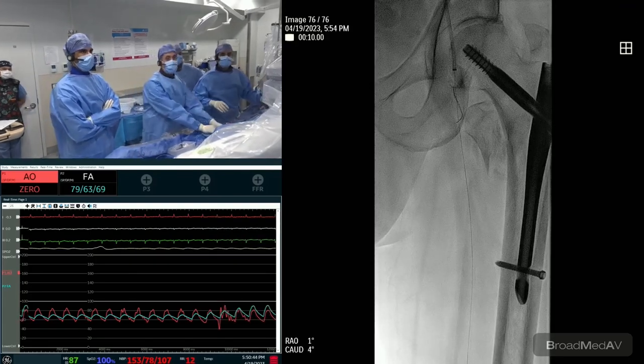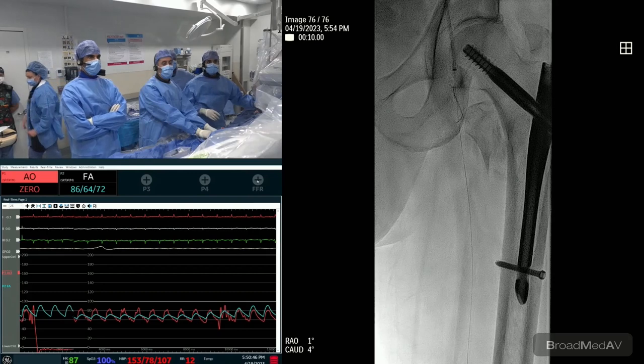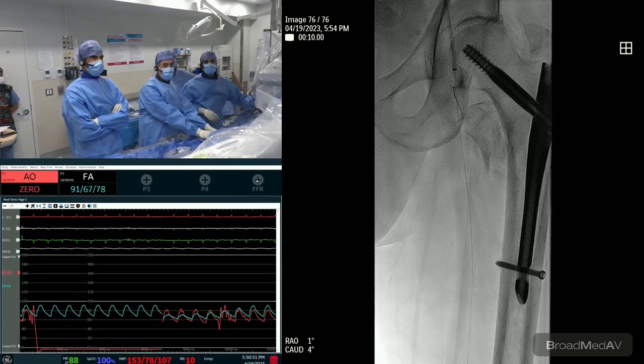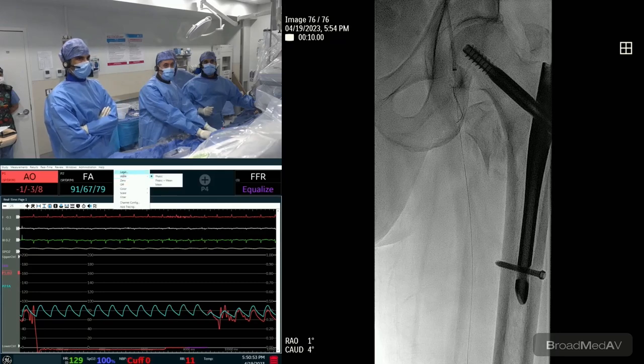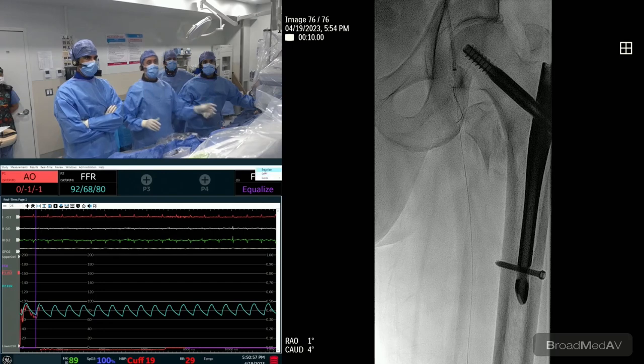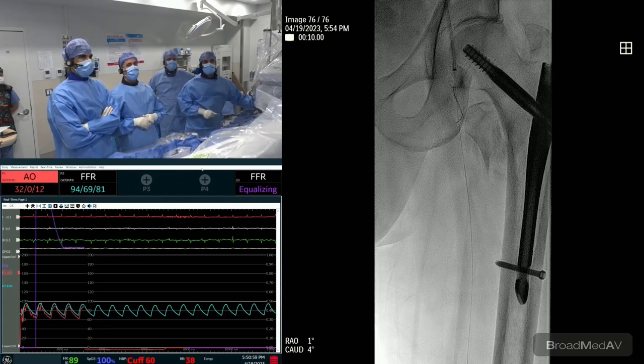Take it up. Pull back. Let's zero. Okay, we're going to do proximal zero. Zero both guys. No, it's right. There's clearly a gradient, so we're going to have to do more. But again, we could be very specific rather than put long stents.